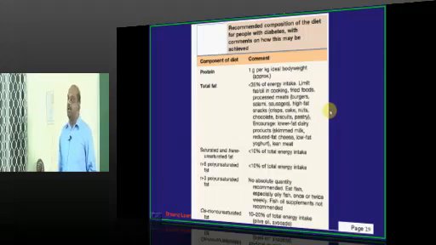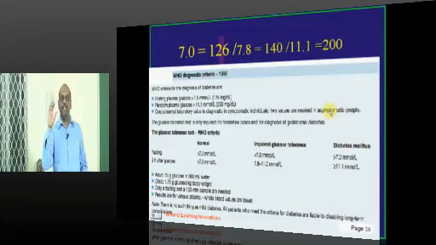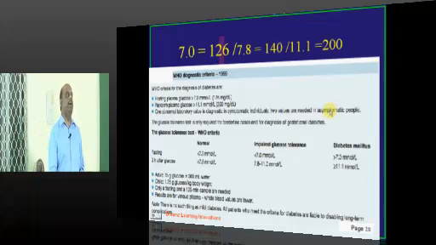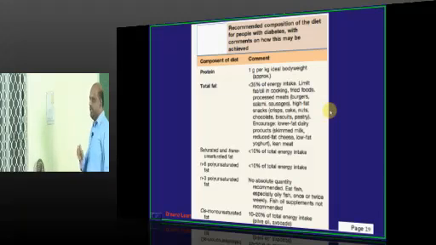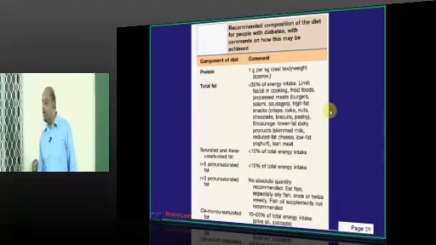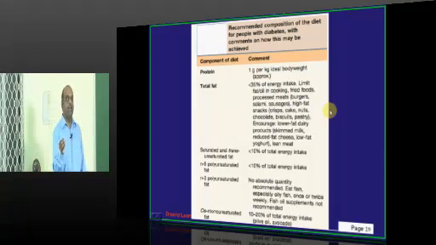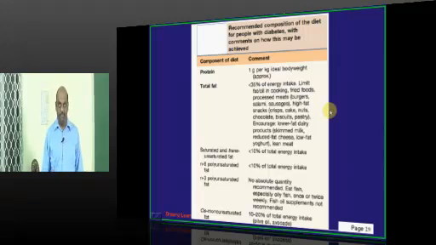So these values, 126, 140, 200, are golden values which you should not forget. Tomorrow in the entrance, questions will be very simple, but answers become complex if you don't know certain fundamental values.